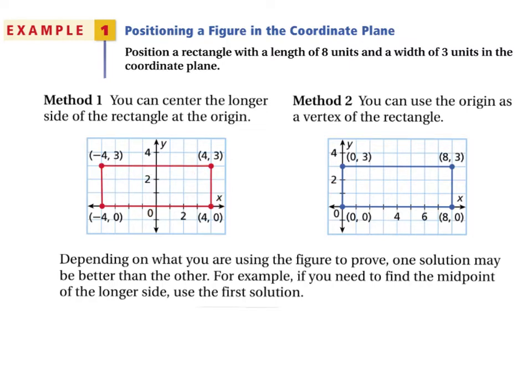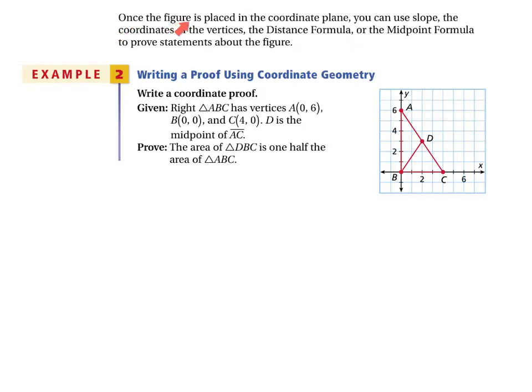it's really easy to find the midpoint of the longer side. Once the figure is placed in the coordinate plane, you can use slope, coordinates of the vertices, the distance formula, or the midpoint formula to prove statements about the figure. So remember, this is a coordinate proof, not a two-column proof. So it's going to look a little different.